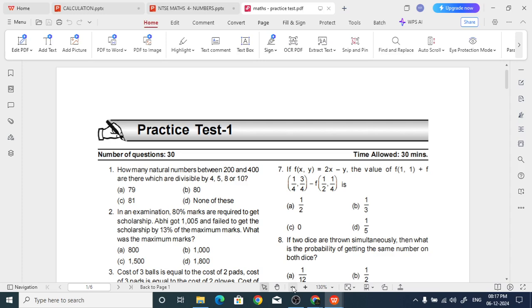1500. Yeah, 1500 is the right answer. Okay, go to question number 7. One of you can read. Sabari, you read.